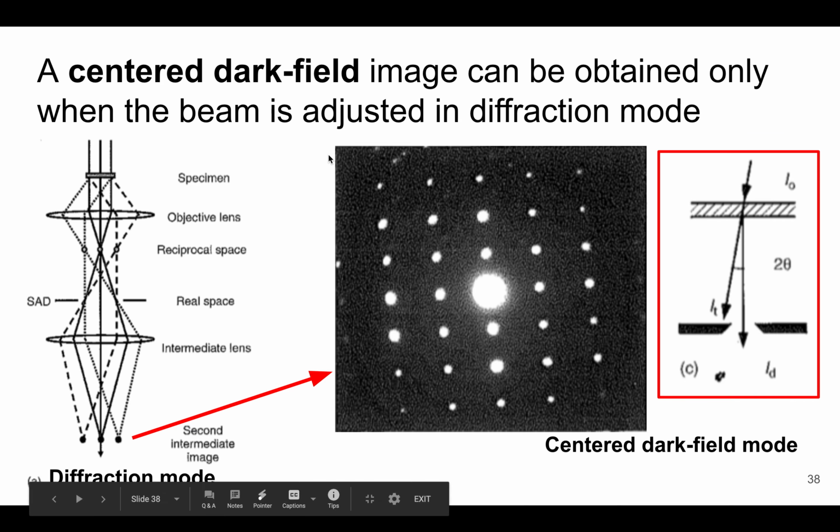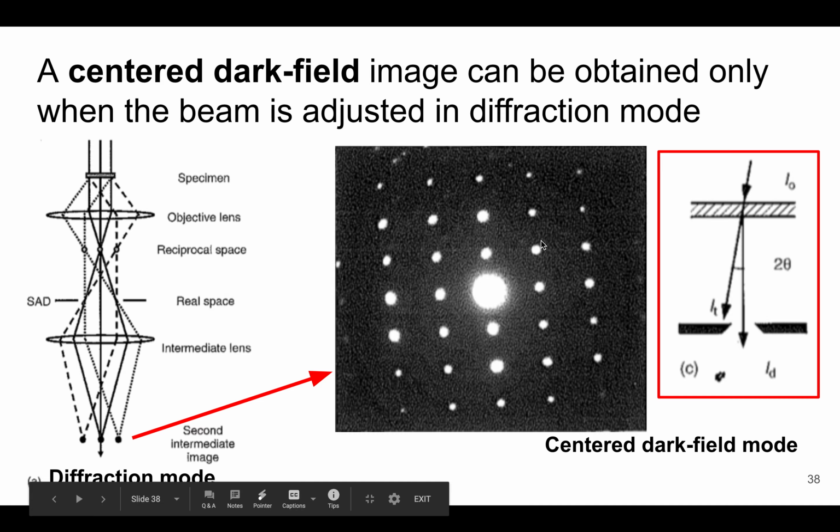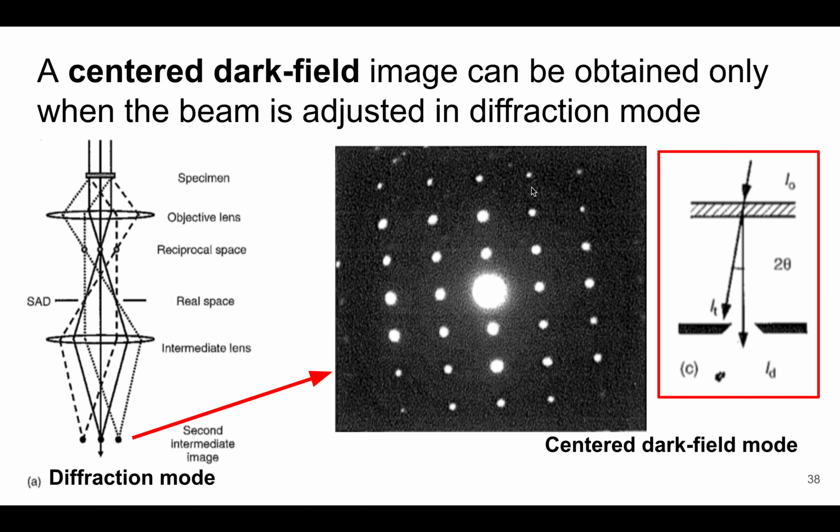So the beam is adjusted in what we call diffraction mode, and this is diffraction mode. This is an image that's produced showing effectively a representation of diffraction, and we can use this mode to adjust the beam. So this might look familiar. This is effectively one of those reciprocal space lattices, and this is a representation of that diffraction in TEM.